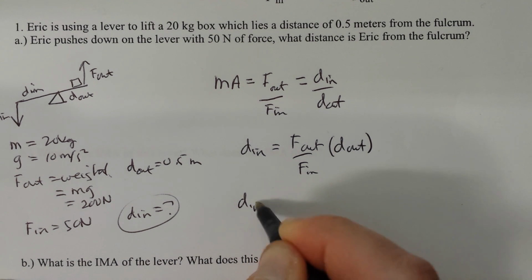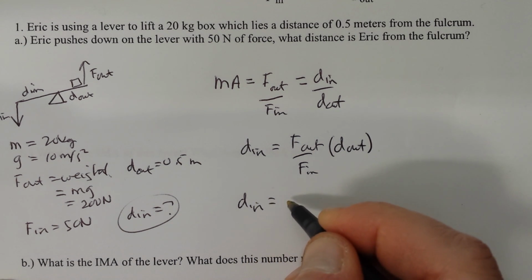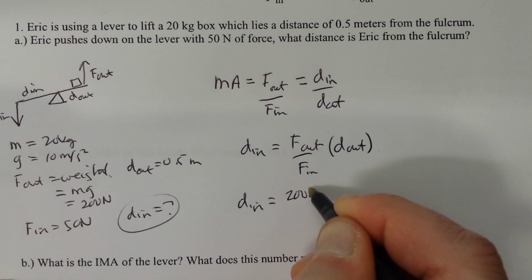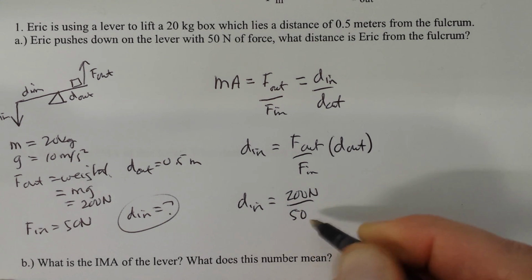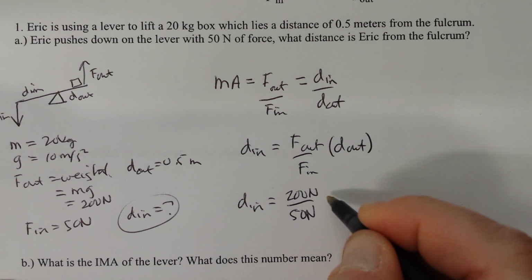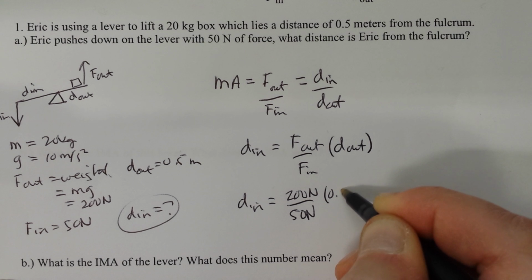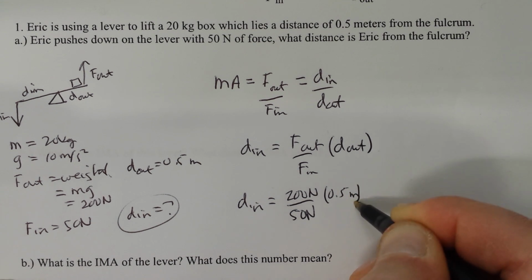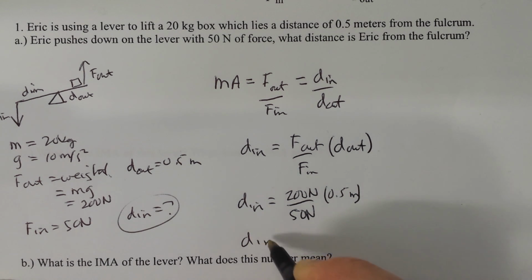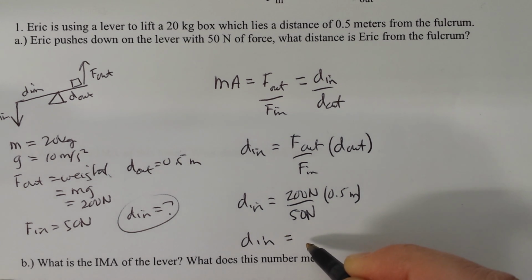Okay, so plugging in my numbers. My output force is the weight of the box, 200 newtons. Input force is how hard he was pushing, 50 newtons. And then that's going to be multiplied by the output distance, which is 0.5 meters. So using my calculator, I end up getting an output distance, or excuse me, an input distance of 2 meters.